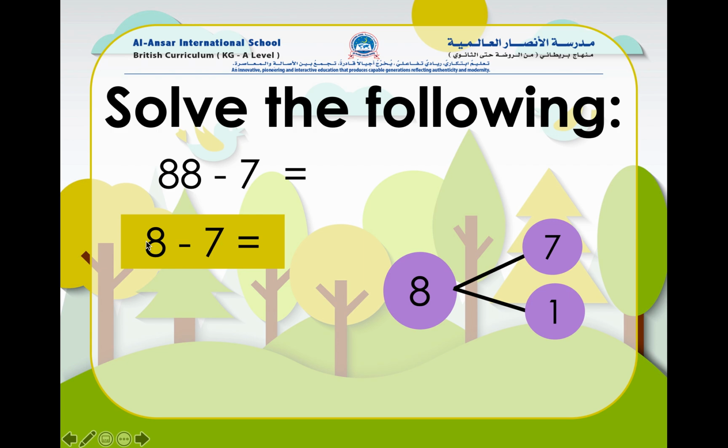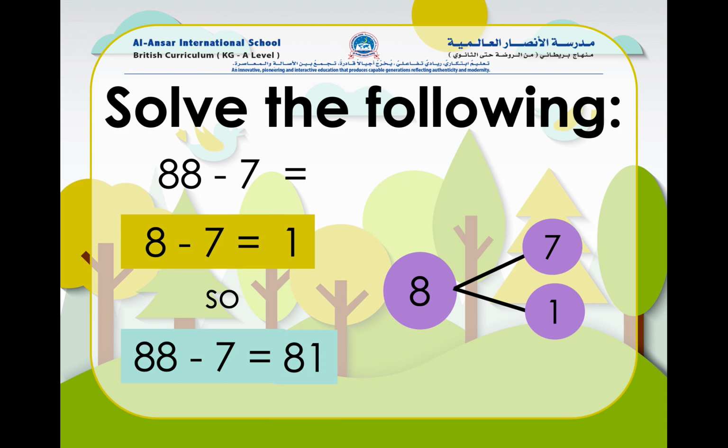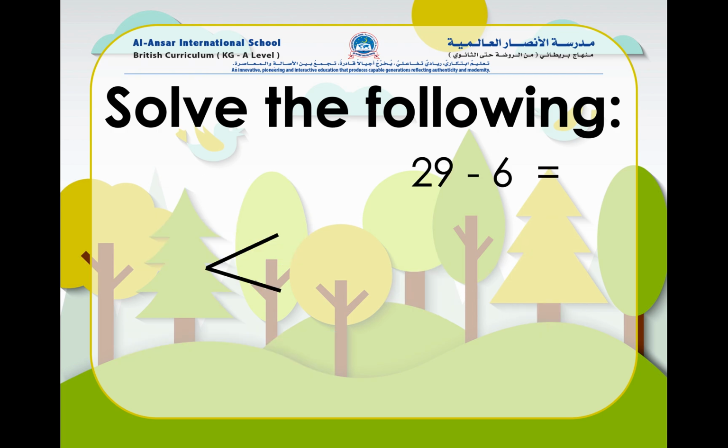So we can use this information to help us solve the biggest subtraction problem. We have 88, 8 minus 7. 8 take away 7 is equal to 1. Now we have 88 minus 7, so we can just add our tens to the number. So 88 minus 7 is going to be 81. Let's try one last one. We have 29 minus 6.